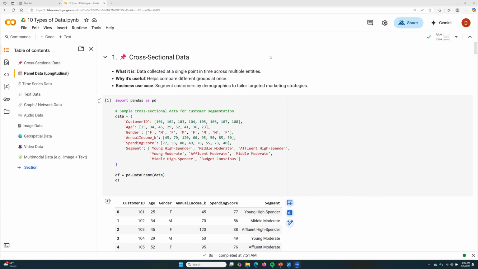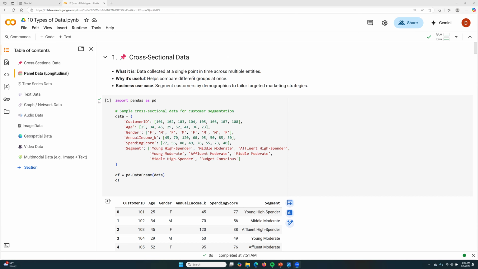Hello. Today we're going to be talking about 10 different types of data that data scientists use. I'm going to start off with cross-sectional data. Cross-sectional data is collected at a single point in time across multiple entities. It helps compare different groups at once.